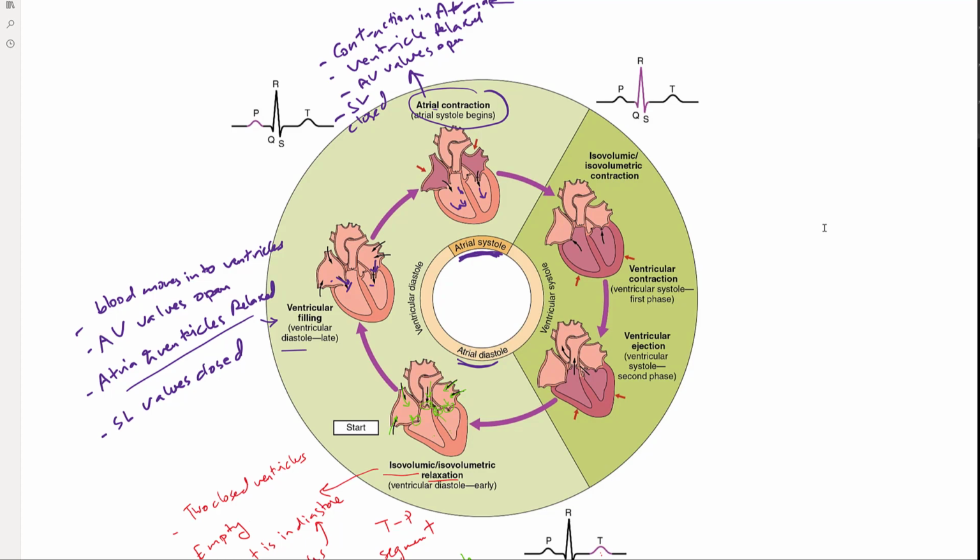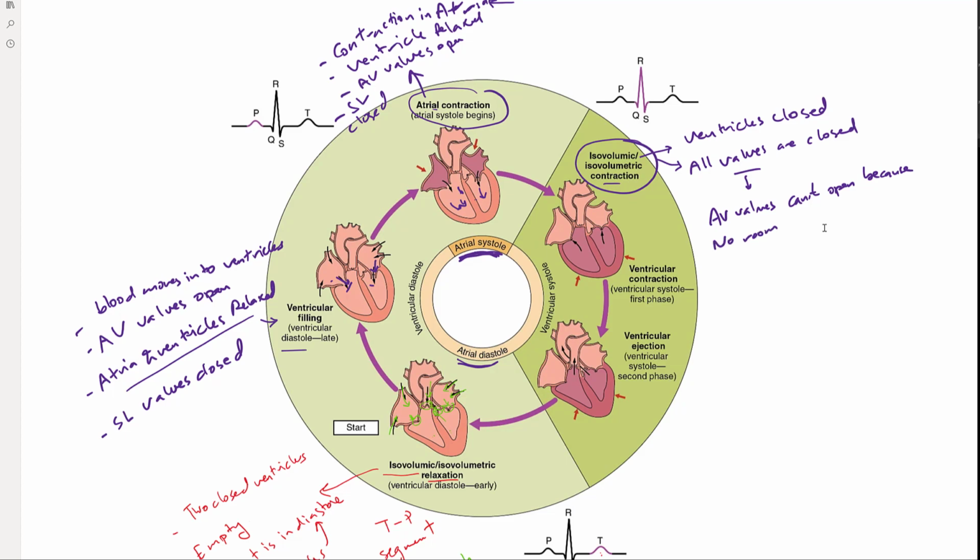So now, once we are filling the ventricles, we will move to the second biggest step, which is isovolumic contraction. Again, isovolumic means ventricles closed, or isolated. It means all valves are closed. Why? For different reasons again. AV valves can't open because there is no room, so there is no more blood we can put in, plus not enough blood in the atria. All of this in the isovolumic contraction.